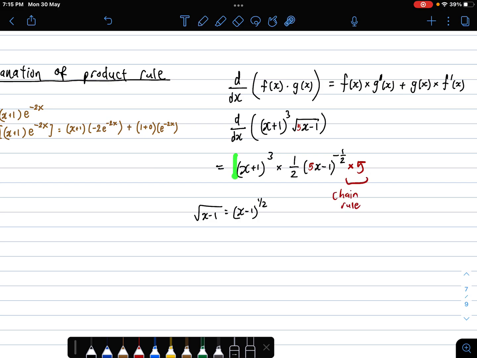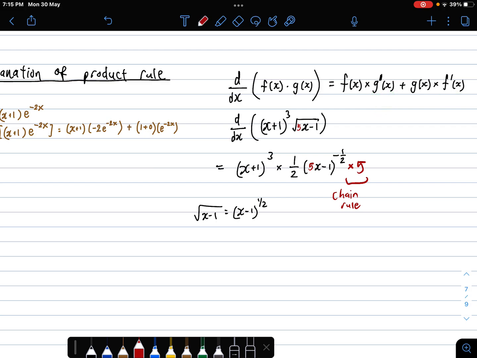Okay, this front part here is the first term in the product rule. This part here is the derivative of the square root of (5x minus 1), which requires the chain rule. So chain rule is implied when you're finding out what g prime of x is, finding out what f prime of x is. Okay, that's the first term.